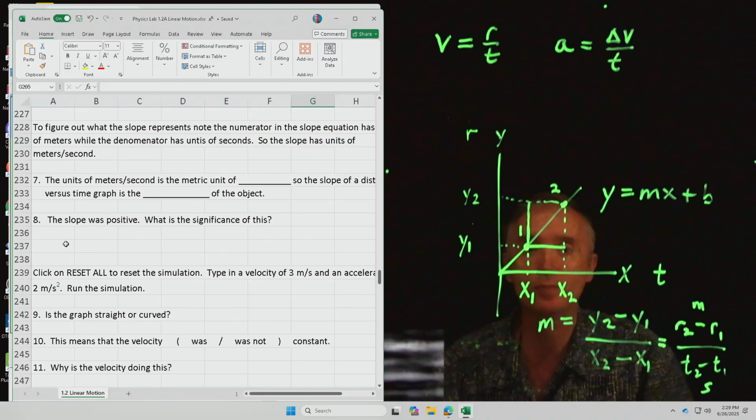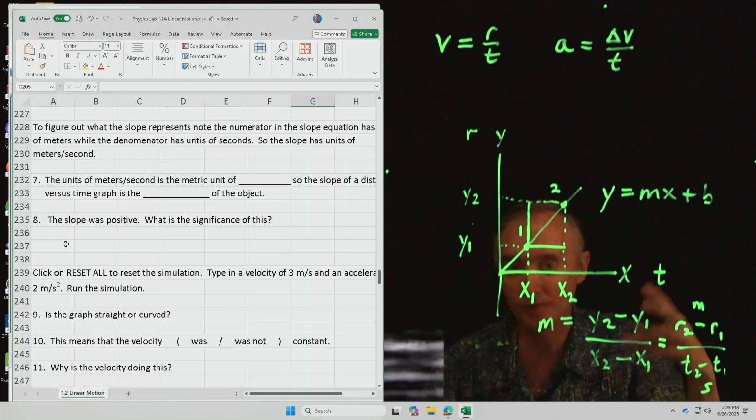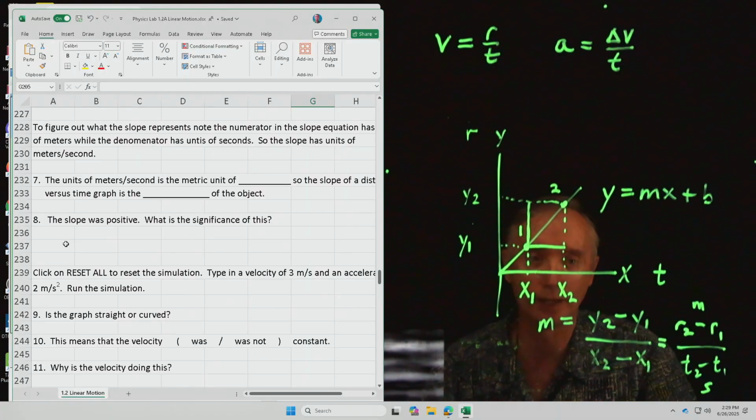Notice the slope was positive. It was a positive slope. What do you think that means? So if you look at the thing that you just calculated for your slope, I'm not going to give the answer away, but your slope meant something, and it was a positive number. So what did it mean that the object was doing?